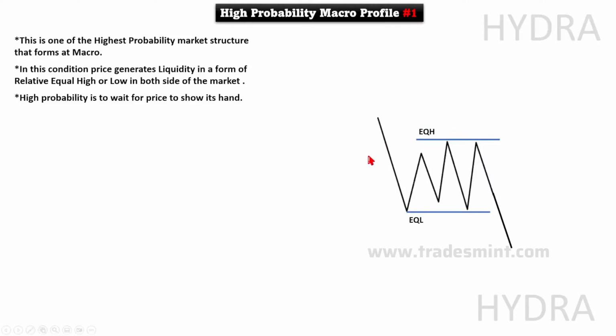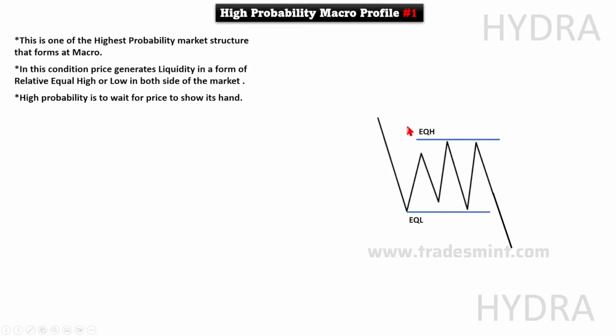That's where this condition is high probability. I'll be sharing a high probability market structure in higher time frame, but this model is limited to lower time frame, and that's where it is high probability. So you guys already know that we are ignoring what's happening in price before price accumulates orders here. Price generates relative equal high and low. That's what we are looking at.